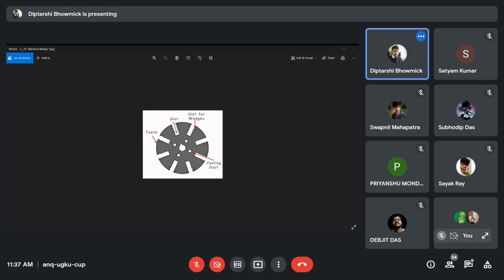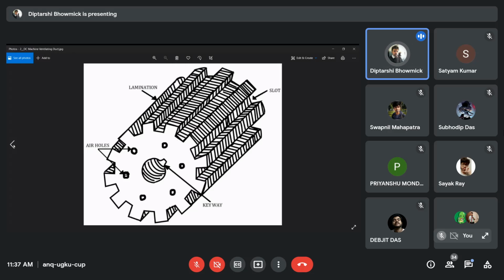Then we have the question: is the armature laminated? That is, is the armature laminated? If laminated, then why? So what is the lamination? First, we have to know what the laminations are.